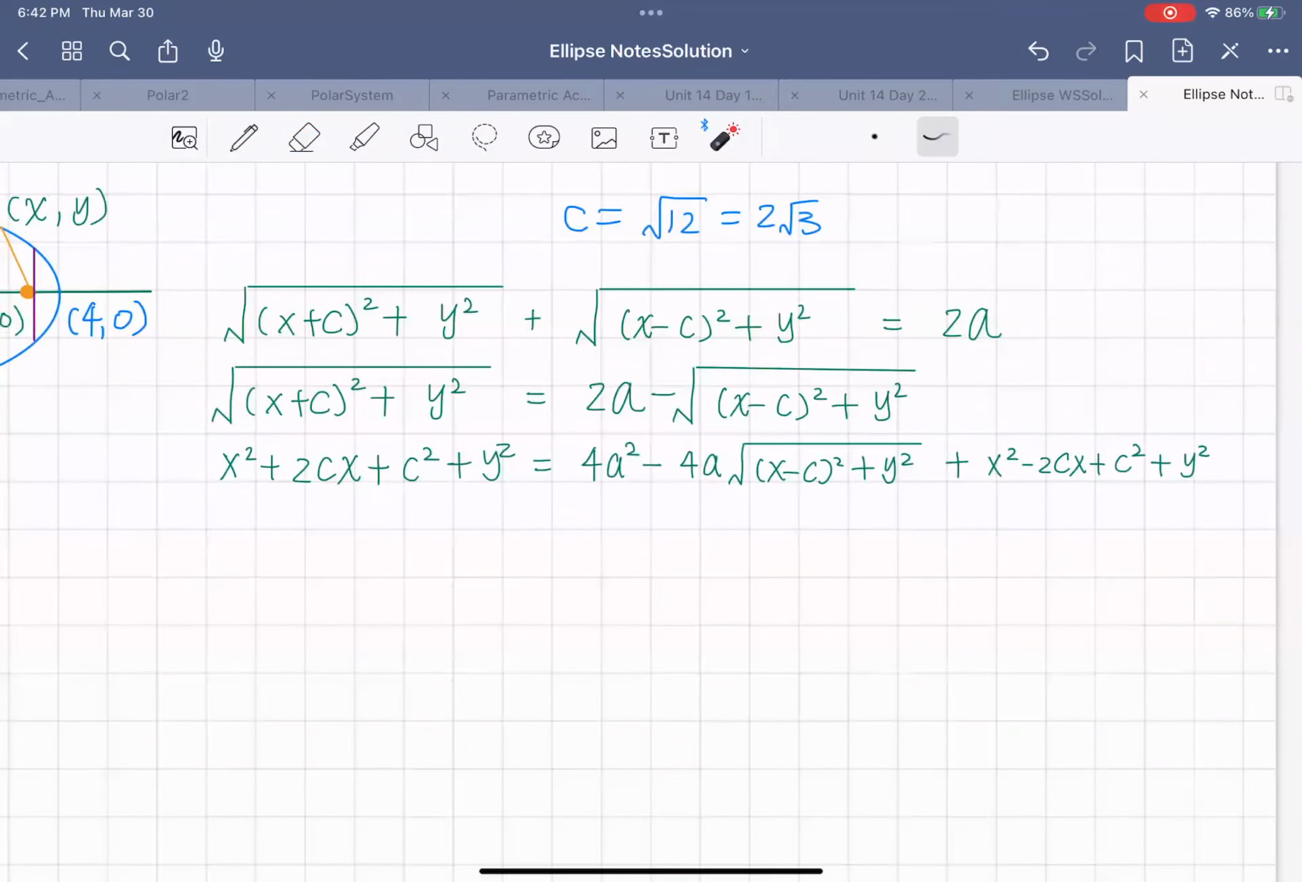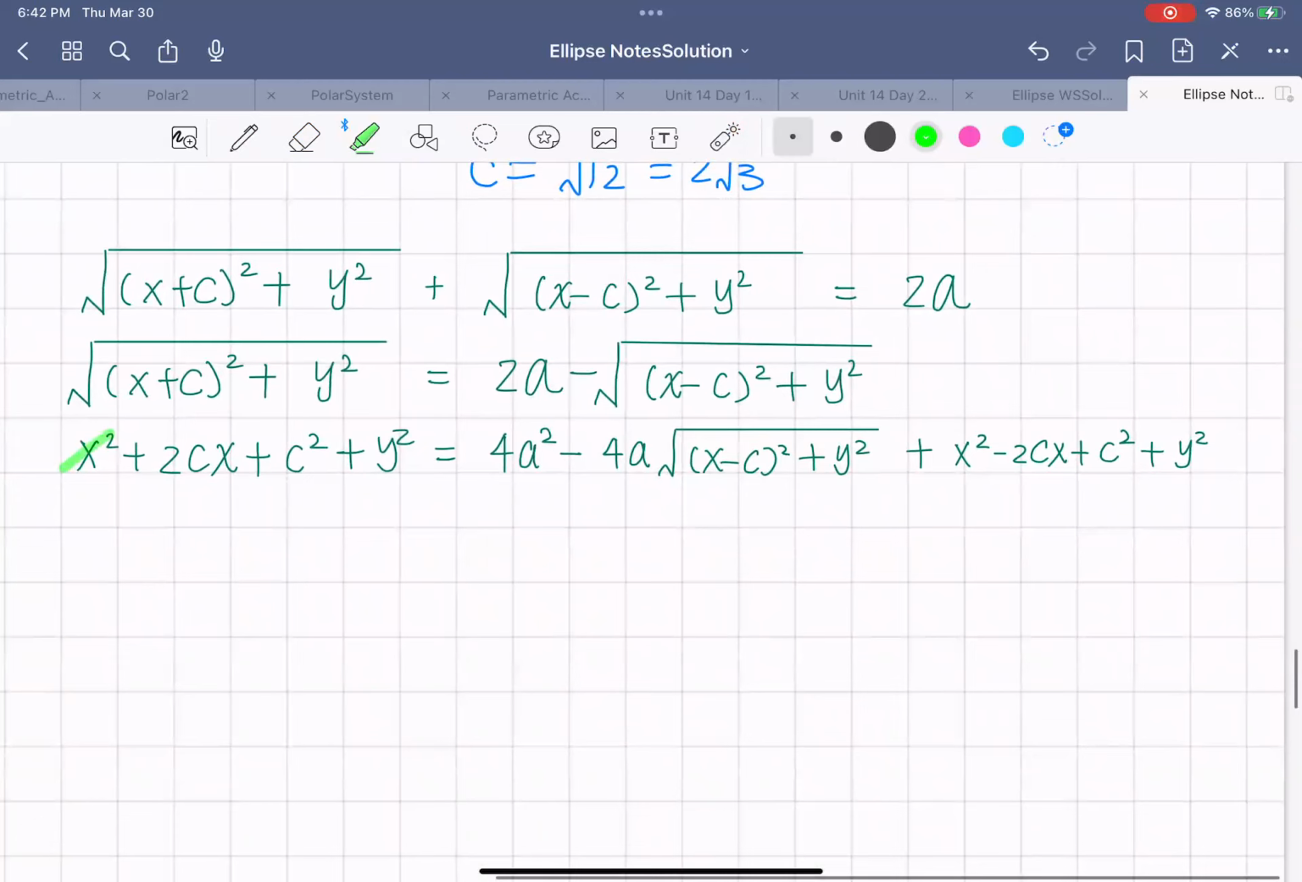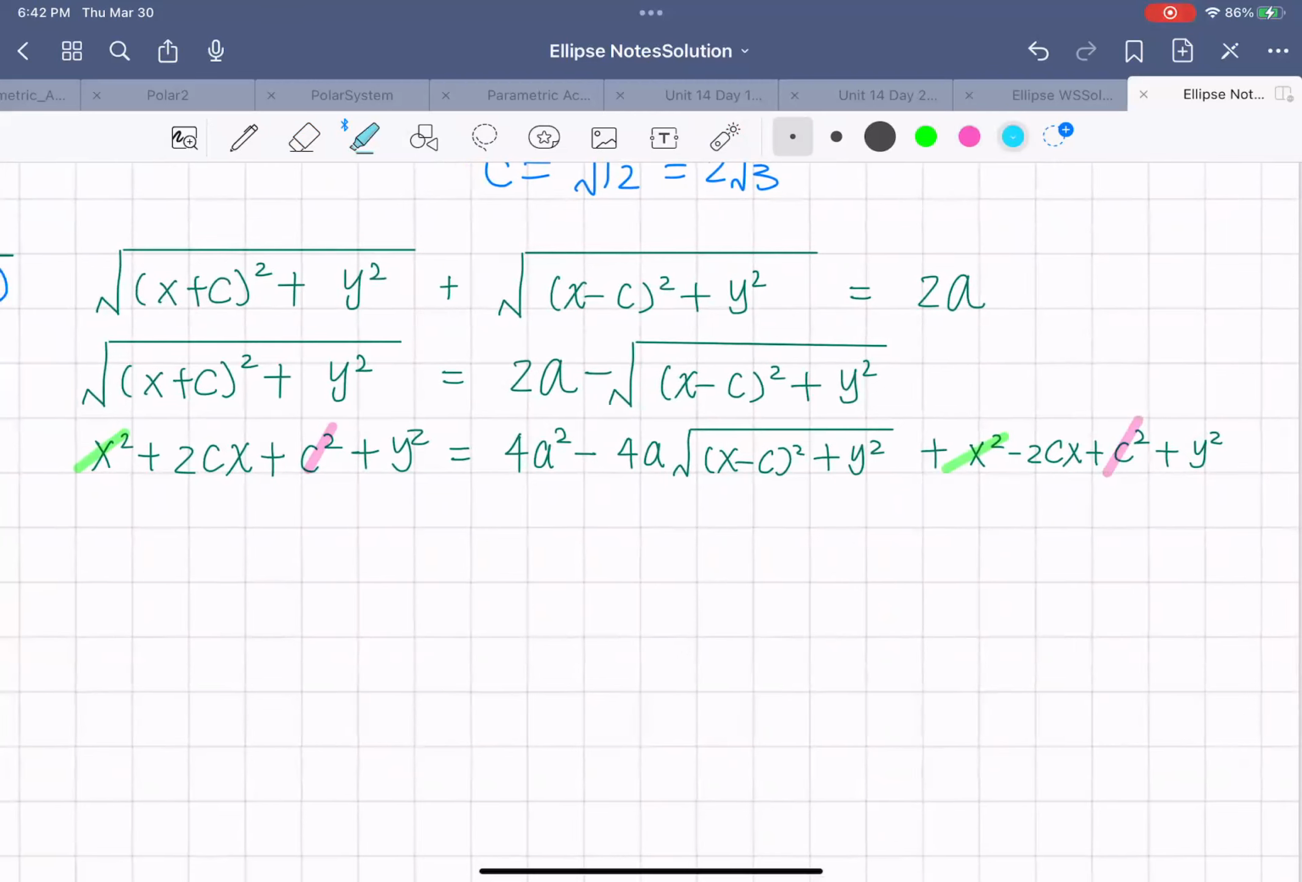Next, Annie, let's go ahead. Cancel the things on both sides which can be canceled. Which term can be gone? X squared. Who else? C squared. And y squared. Okay, very good. Now, this is a new radical equation.